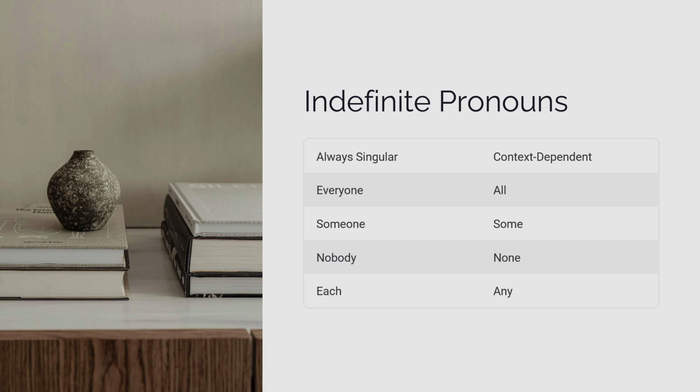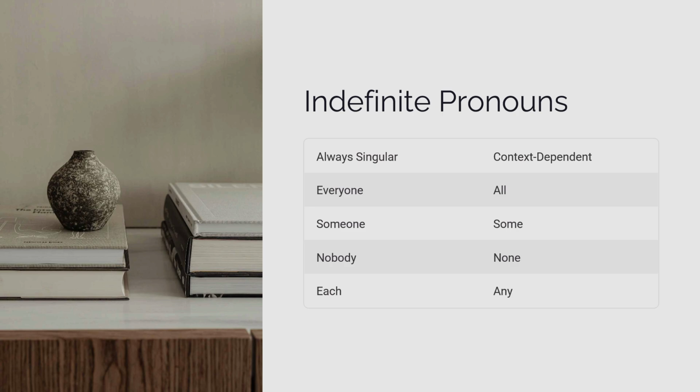So for instance, pronouns like everyone, someone, and each are always treated as singular. So even though everyone may seem to imply multiple people, we still say everyone is invited to the meeting with the singular verb is. On the other hand, some indefinite pronouns like none, some, all, and most can be singular or plural depending on what they are referring to.